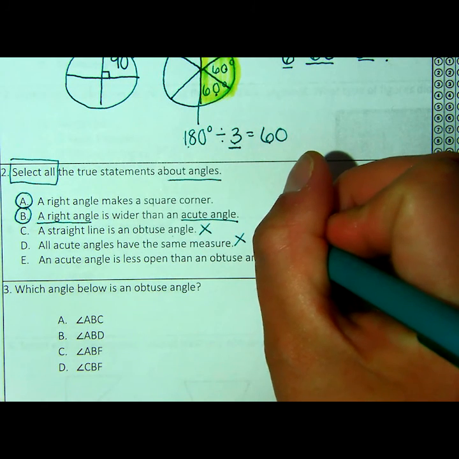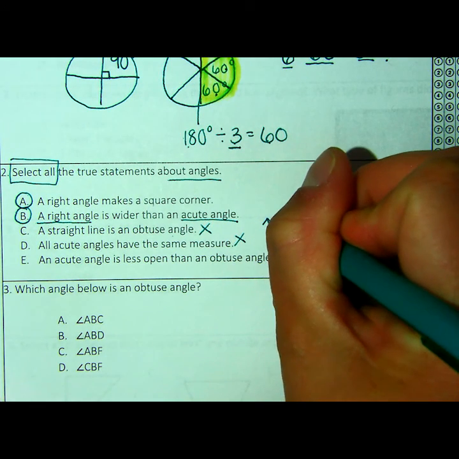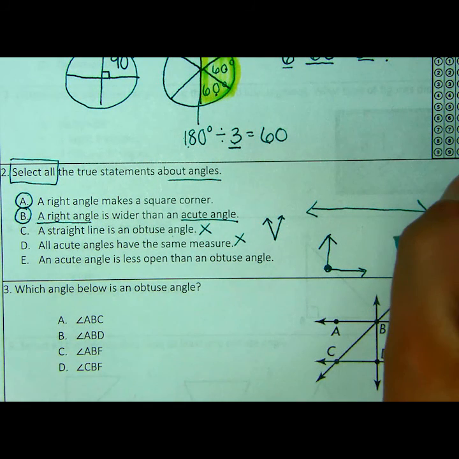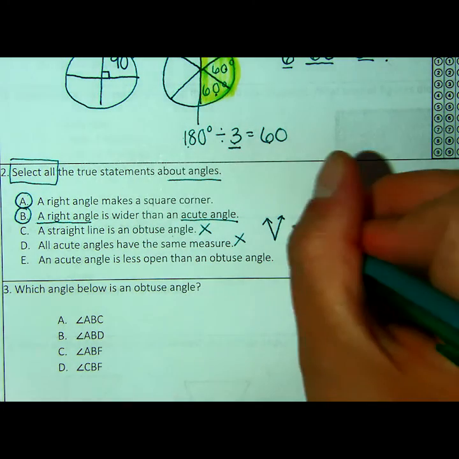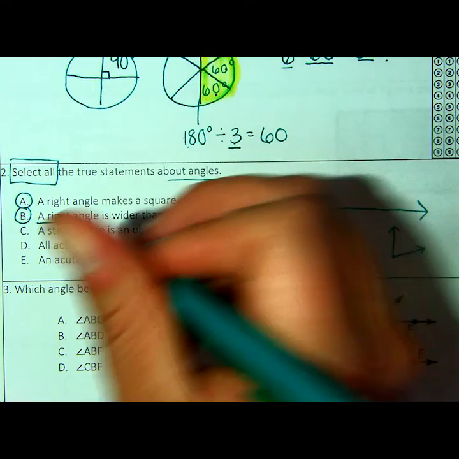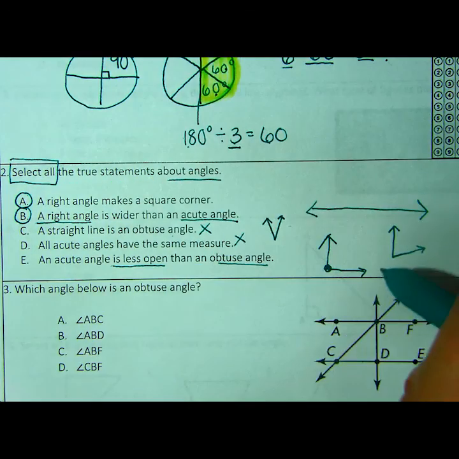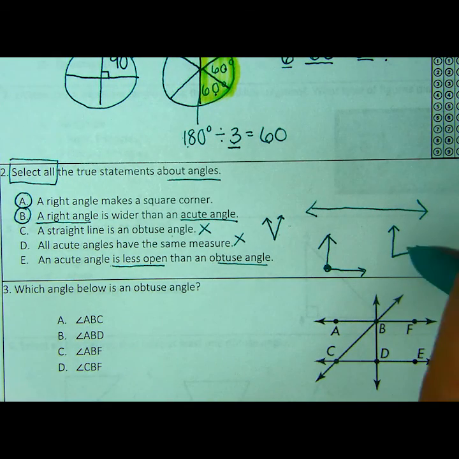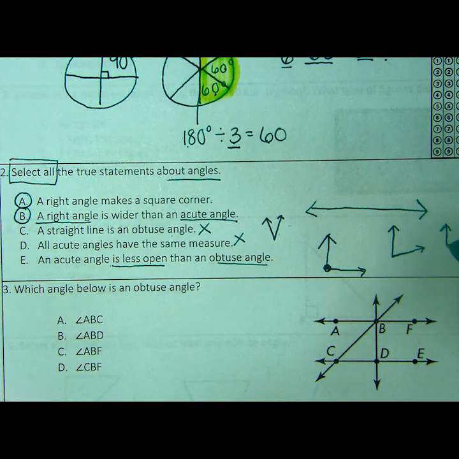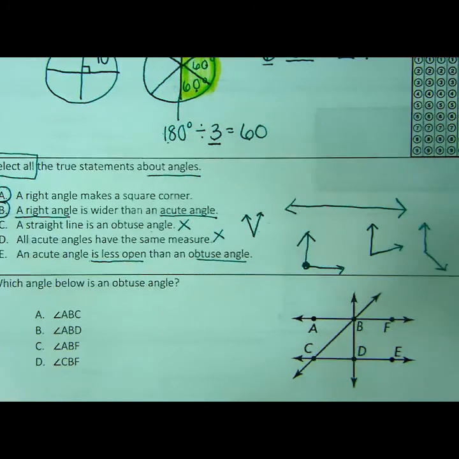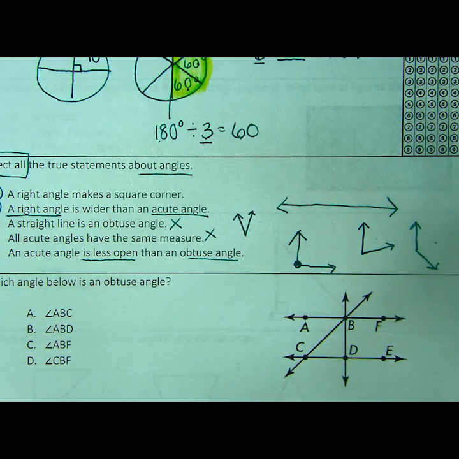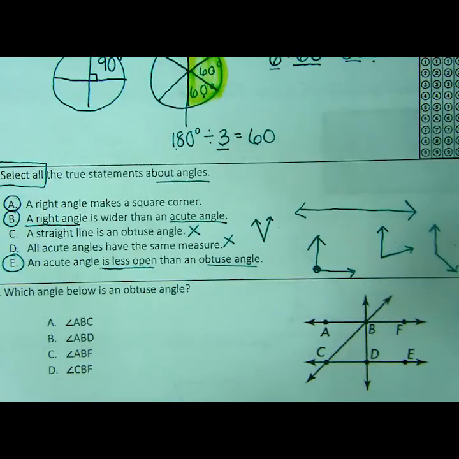I might have an angle that's open just like that, or I might have an angle that's open just a little less than 90 degrees. So these two do not have the same angle measure. That's false. An acute angle is less open than an obtuse angle. Acute versus obtuse. Well, this would be like an obtuse angle here, and that's acute. So is this open less than this? Yes. E is also true.